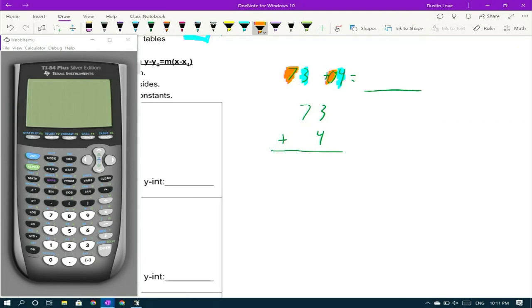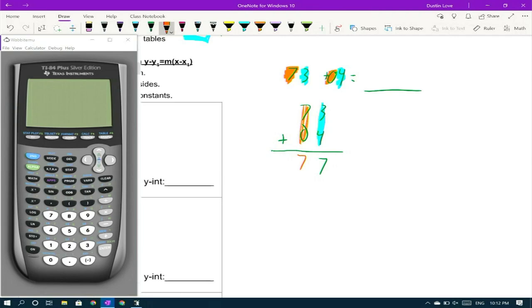And so because of that, our 3 and our 4 must be lined up because they're ones. Our 7 and our 0 must be lined up because they're tens. And when I do that, I'm able to just add my two ones digits straight down, and get 3 plus 4 equals 7. And then I can add my two tens digits straight down, and that's going to give me a 7. So the answer is then 77.